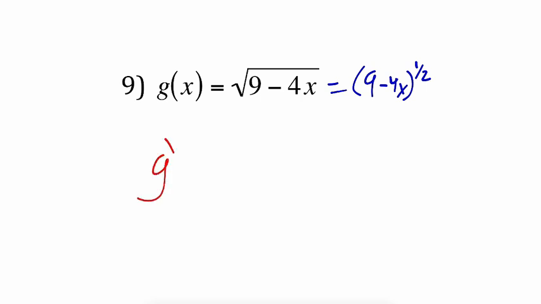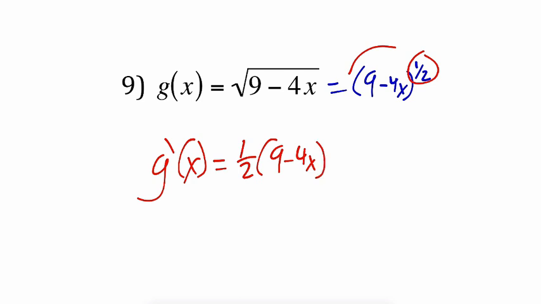We're going to do g prime of x. We'll do the derivative of the outside, so we'll do 1/2 times the coefficient, so that just gives us 1/2 times 9 minus 4x raised to the, well, we got to subtract 1 from the exponent, so 1/2 minus 1 is negative 1/2, times the derivative of what's inside. The derivative of 9 minus 4x simply is negative 4.